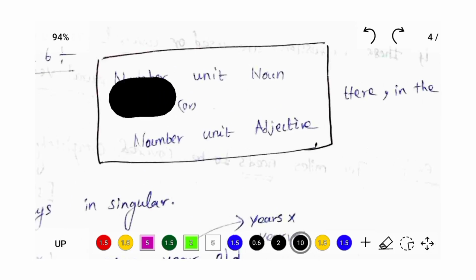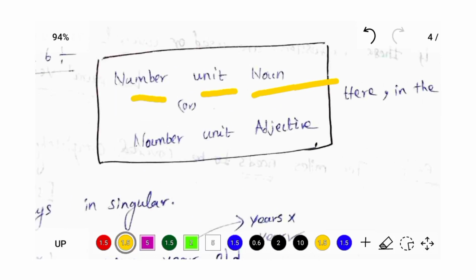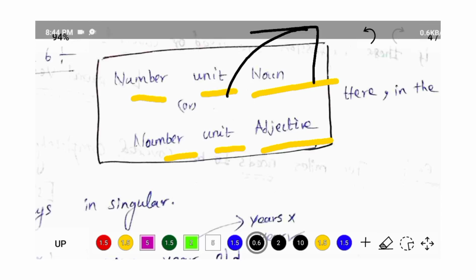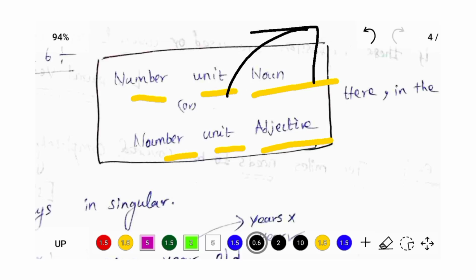Number unit noun, or number unit adjective. In this format, do not change the unit. Do not change the unit. Let's see some examples, then only you can understand this rule. Okay.